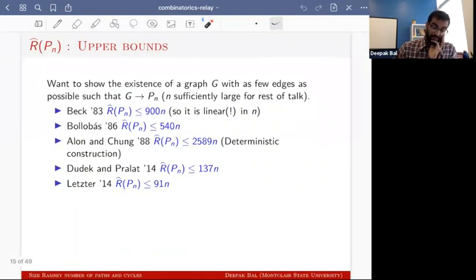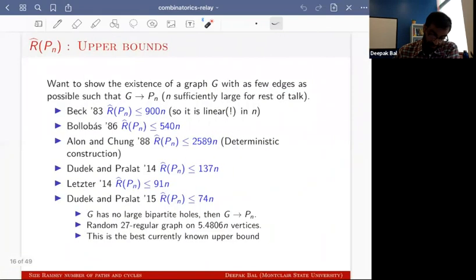And then there were some improvements on this along the way, including a deterministic construction. And so the bounds have come down, and finally the best known upper bound is 74n due to Dudek and Pralat. And how do they do it?